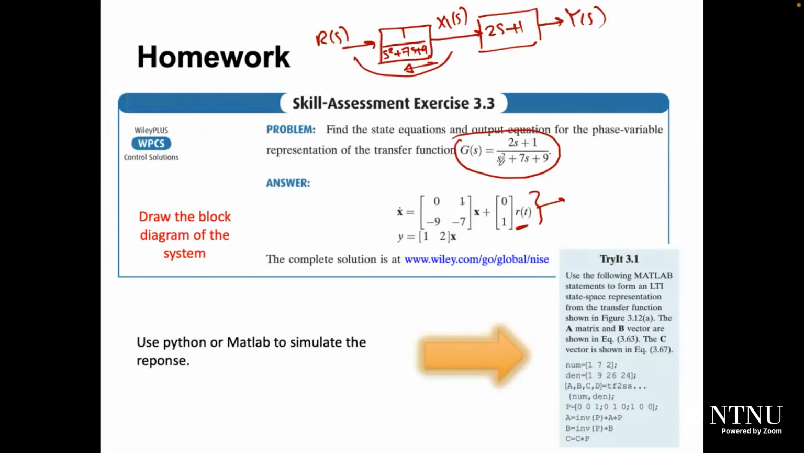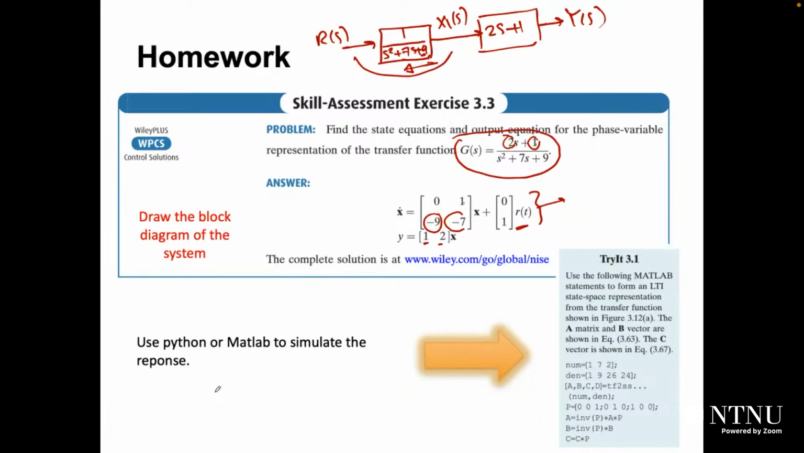And for the output equation also, it will be the coefficients from here to here, coefficient 1, 2. You see, coefficient here 1, 2. So it will be 1, 2. But for this one, we will start by minus 9, minus 7. So I will let you solve this one.